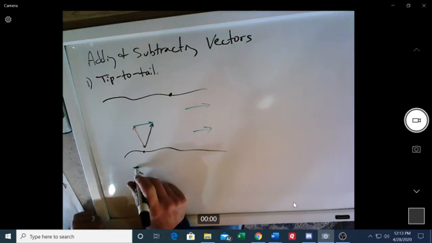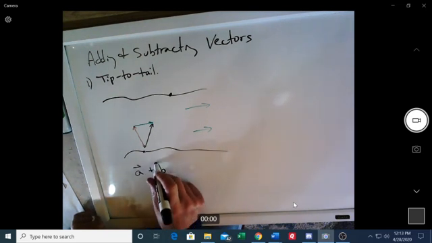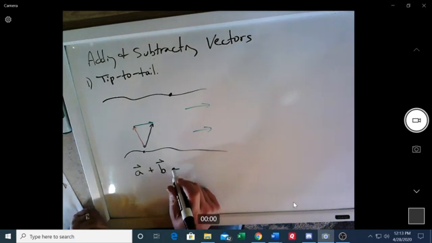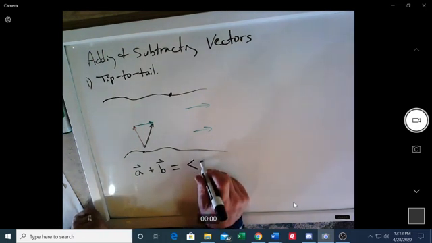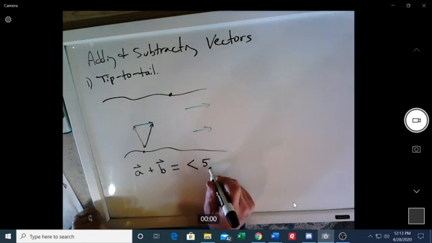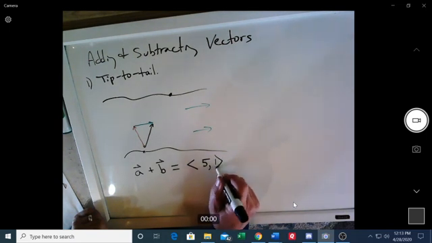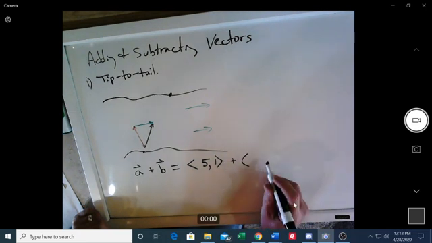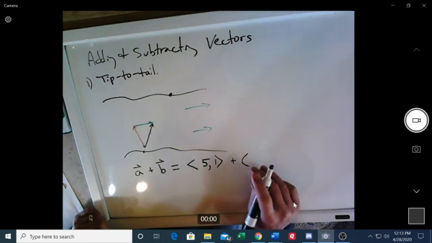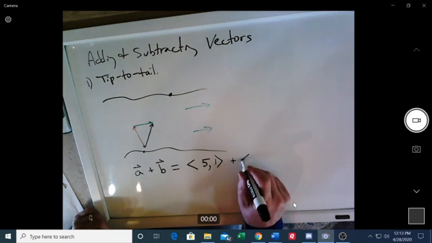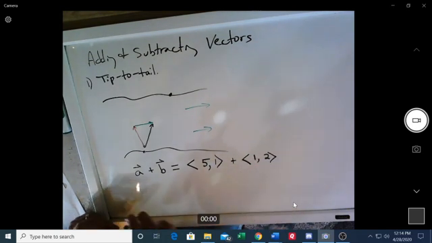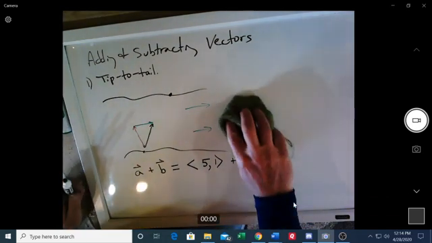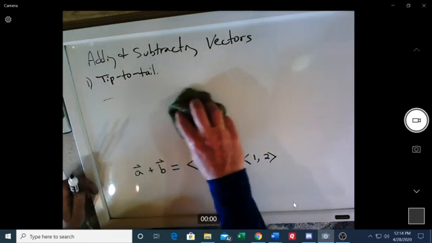When we add two vectors this way, if I was adding two vectors A plus B, let's suppose that my vector A is something like this: 5, 1, plus 1, 2. And running out of time here.